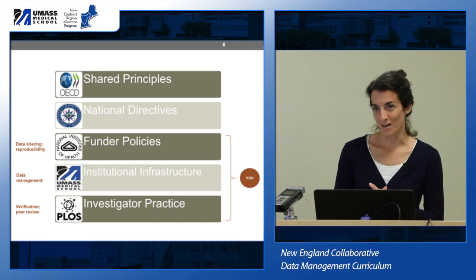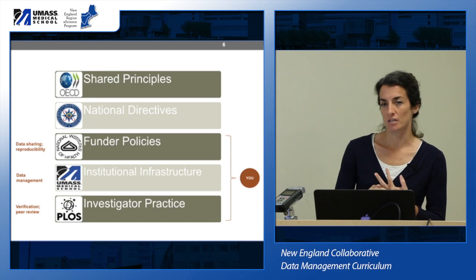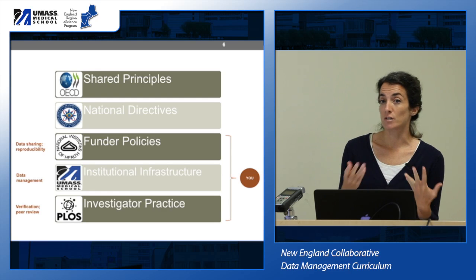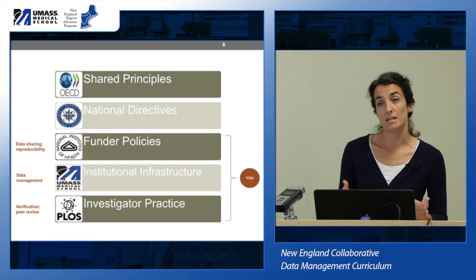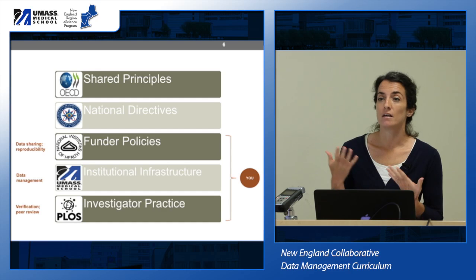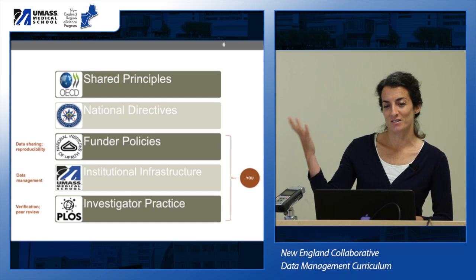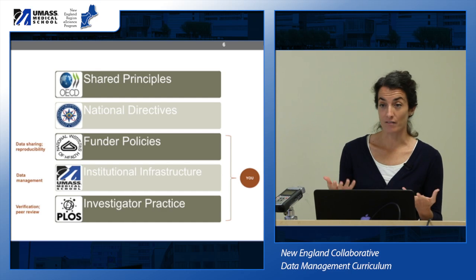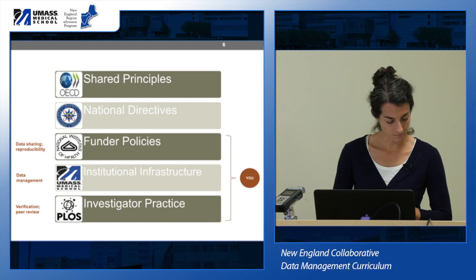The first are funder policies, those of the NIH and the NSF. And these organizations are concerned with transparency, with reproducibility, and data sharing specifically because, like the national directives and the shared principles that they reflect, they're interested in making science more efficient and having return on their investment.